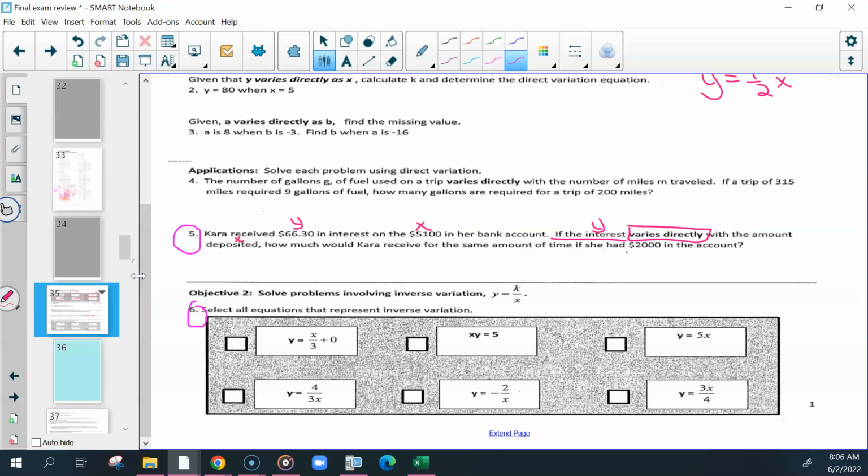So our proportion would be 6630 over 5100. The other side of that, we're looking for the interest when she had 2,000 in the account. We're looking for our y and our x. We can cross multiply and find our y value.